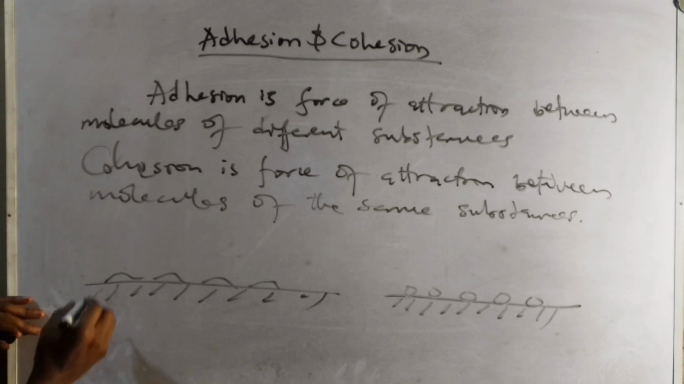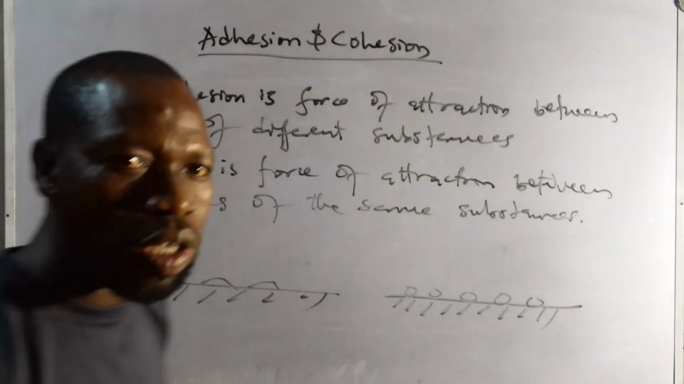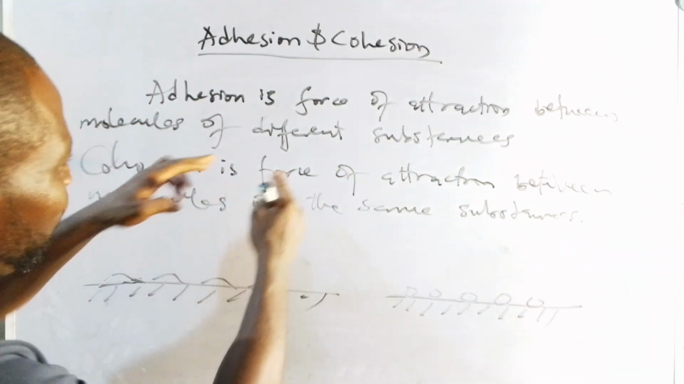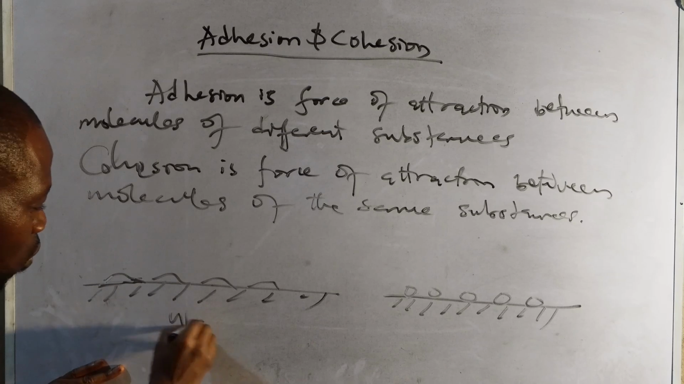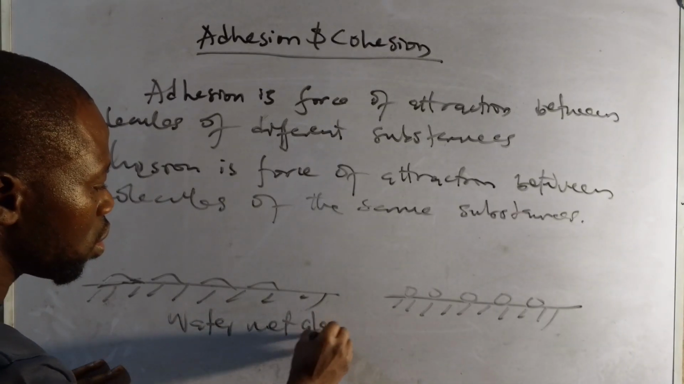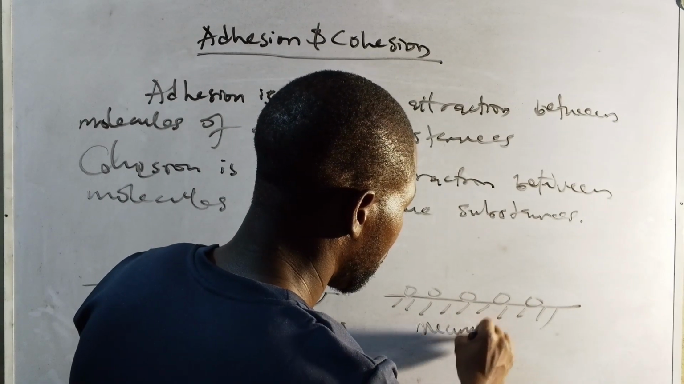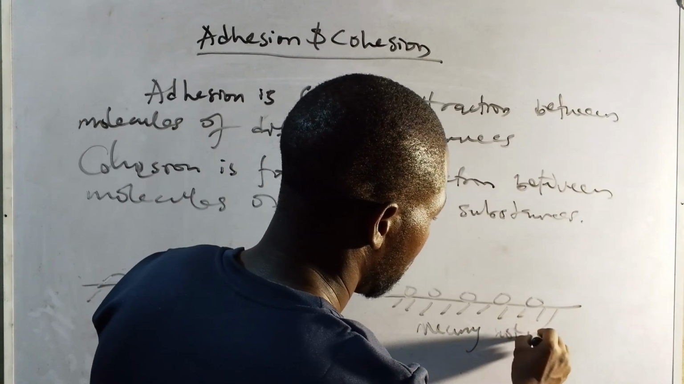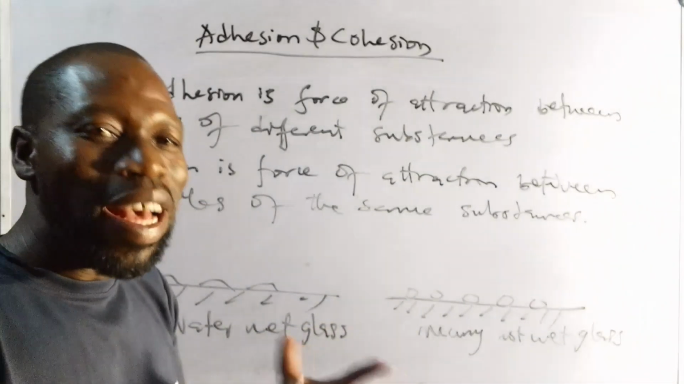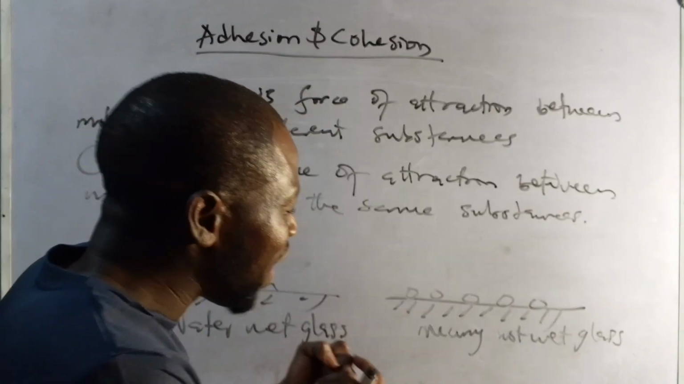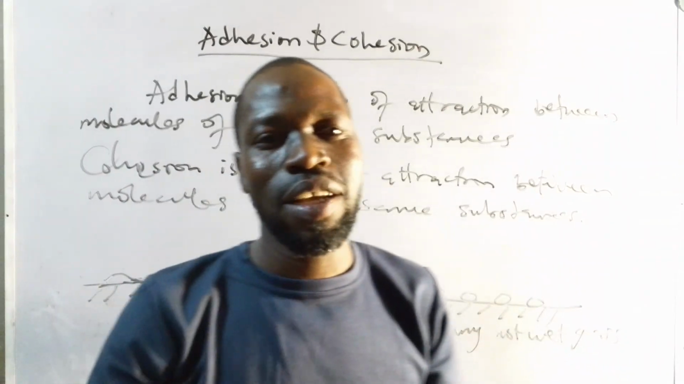What is happening? You notice that adhesive force between water and glass is greater than cohesive force between water and itself. Adhesive force of attraction between molecule of different substances, water molecule and glass molecule, they are different substances, so there is a greater attraction between them. This is mercury. So mercury does not wet glass. But in mercury, cohesive force between the molecule of mercury is greater than the adhesive force between mercury and glass. And that's why mercury does not wet glass, but water wets glass.